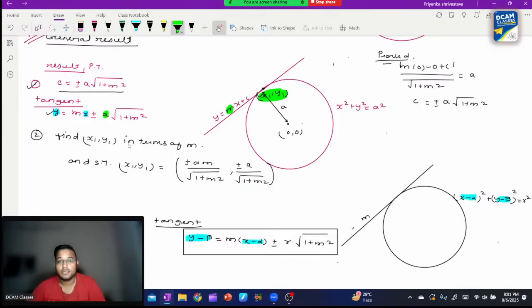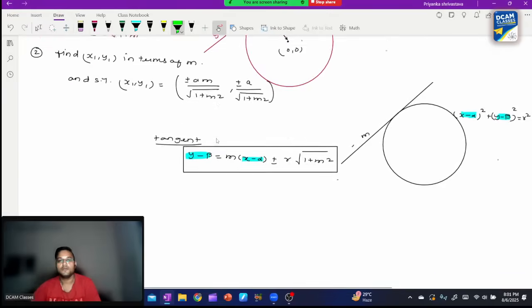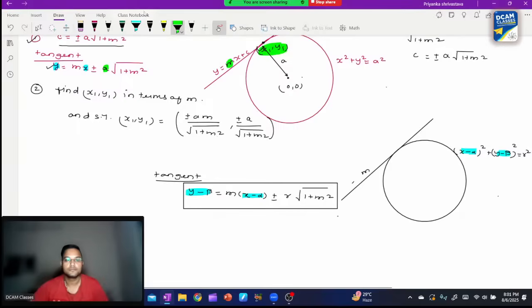Also, the second result that I have given you helps in finding out the point of contact where the tangent is. But how to prove it? How will you prove it now? Anyone?